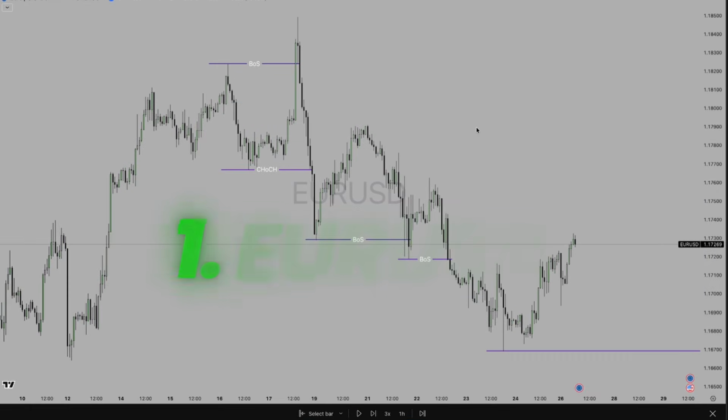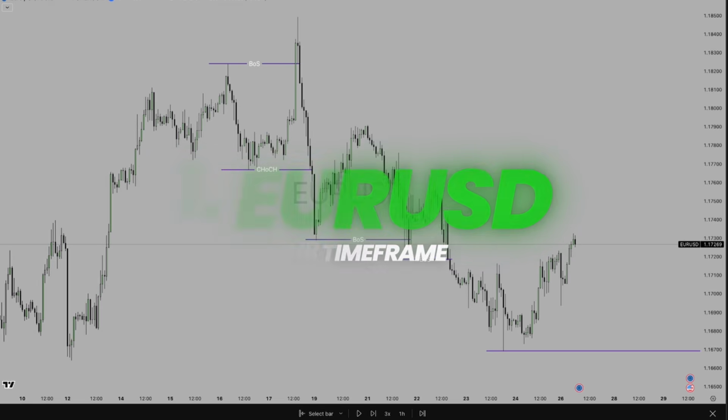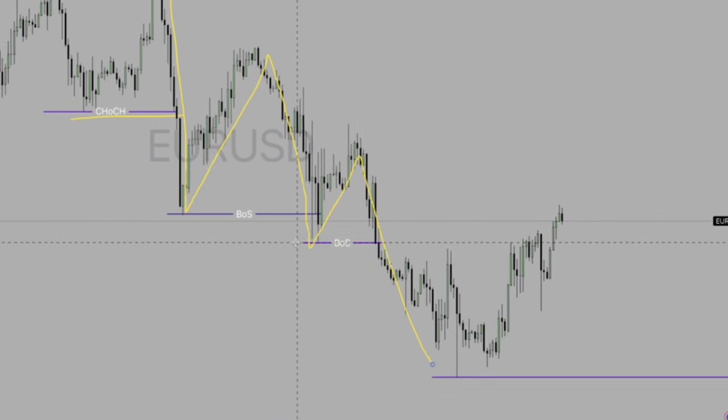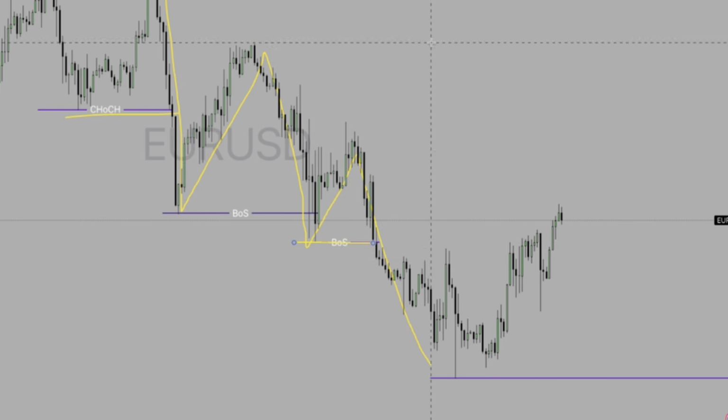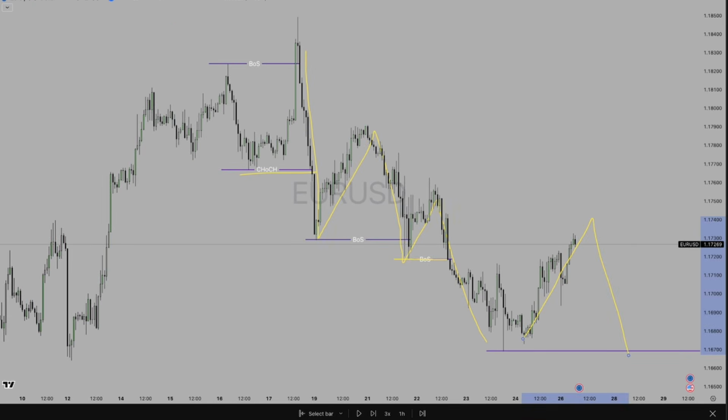Now let's start with the Euro USD. You can see we are on the 1 hour time frame, and this is a clean market structure. We had a change of character here, which signifies we're about to come down, and from here we're making break of structure to the downside, break of structure to the downside. This is the last break of structure here, which also means that we should see a retracement and another break of structure. This is the market structure.